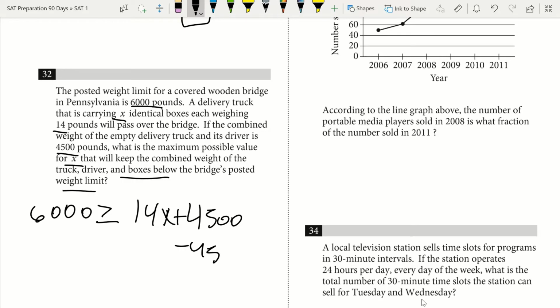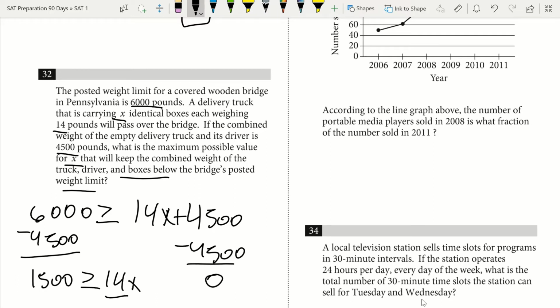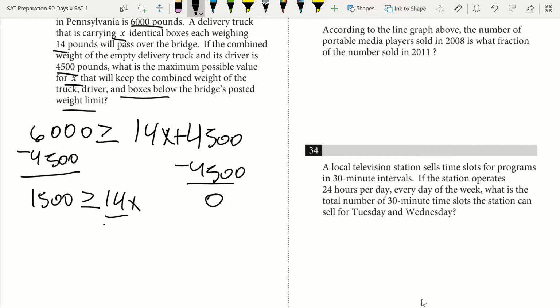Okay, I'm going to subtract 4,500 from each side here. You can see that I just set up an equation for the total weight set equal to the weight of the truck and the driver. So now we're going to have 1,500 must be greater than or equal to 14x. At that point, I'm dividing each side by 14. Keep in mind, I'm going to have to round down because I can't round up when I do this, right?